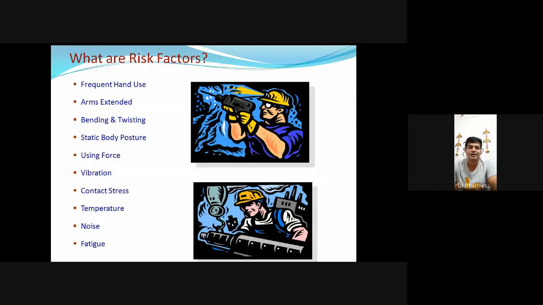What are risk factors? Frequent hand use, arm extended or bending our body, vibration, temperature, noise, fatigue. All these factors have standard scales and standard rules applied to them. If you consider temperature, it should be normal if you are working in an office, but it is different if you are working in a coal mine company or an industrial area. So we need to consider all these factors as well.